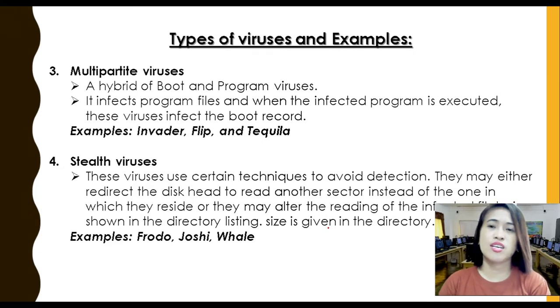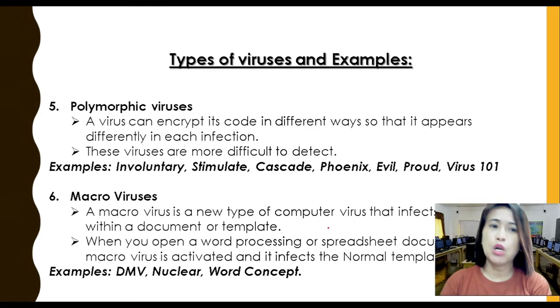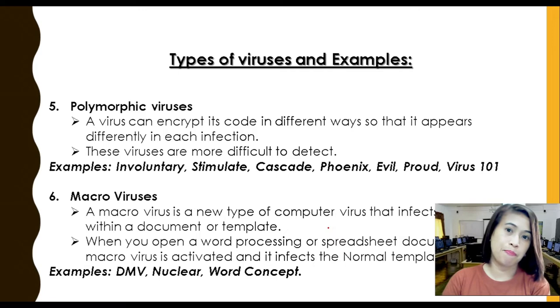Stealth viruses, examples: Frodo, Joshi, and Whale. Polymorphic viruses cannot be easily detected by the computer system. Examples: Involuntary, Stimulate, Cascade, Phoenix, Evil, Proud, 101. Again, this cannot be easily detected. Then we have the macro viruses. Examples: DMV, Nuclear, Word Concept.